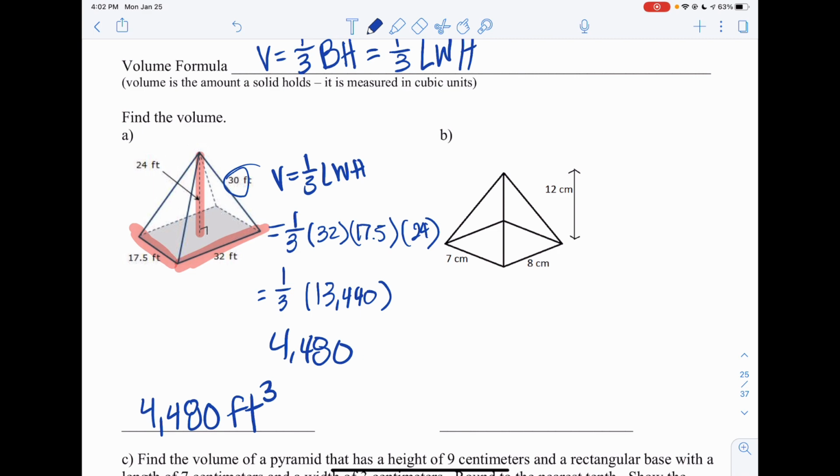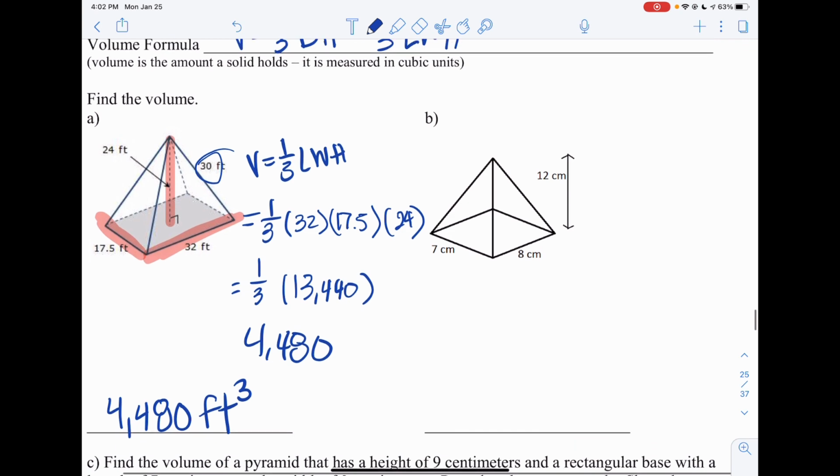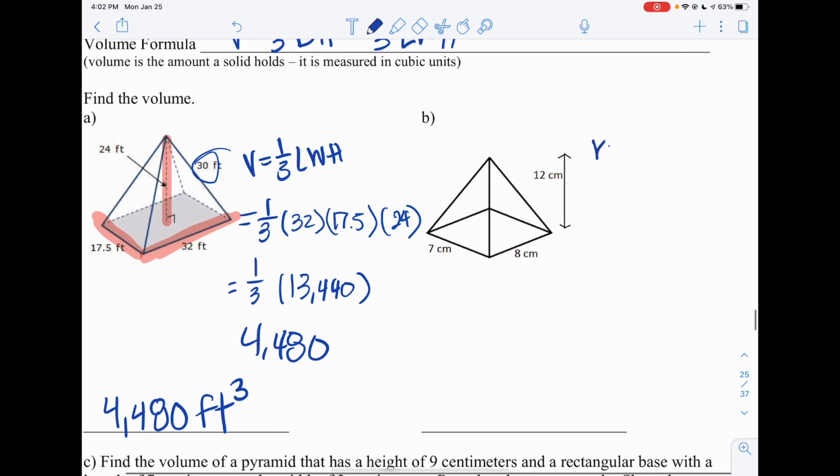Okay? All right, moving on to example B. So writing down my formula first, always your first step. So I have V is equal to 1/3 times length times width times height. Okay, my next step is going to start substituting. I don't have anything to substitute for that 1/3, so I'm going to bring that down.